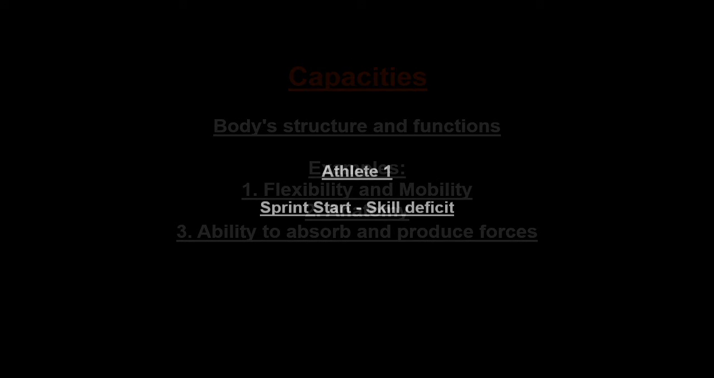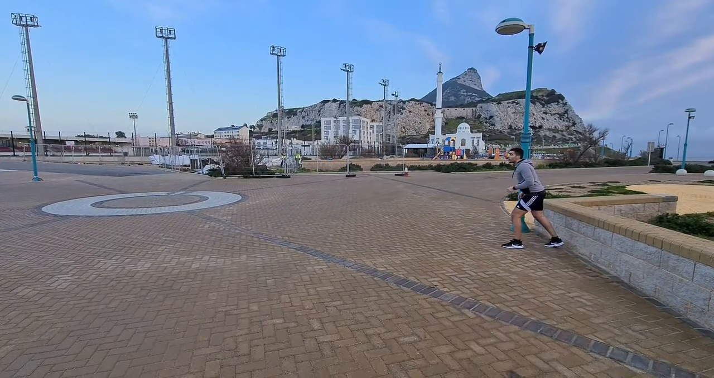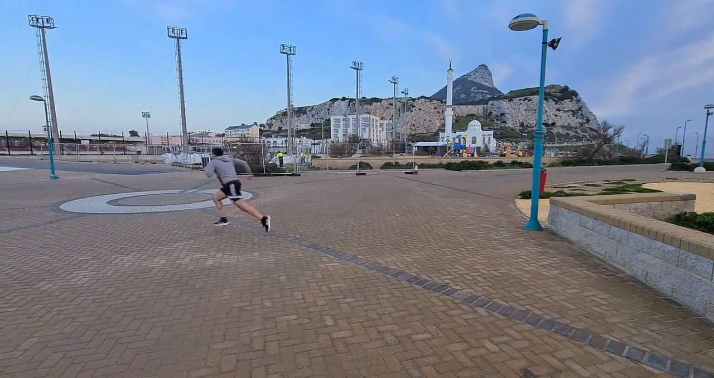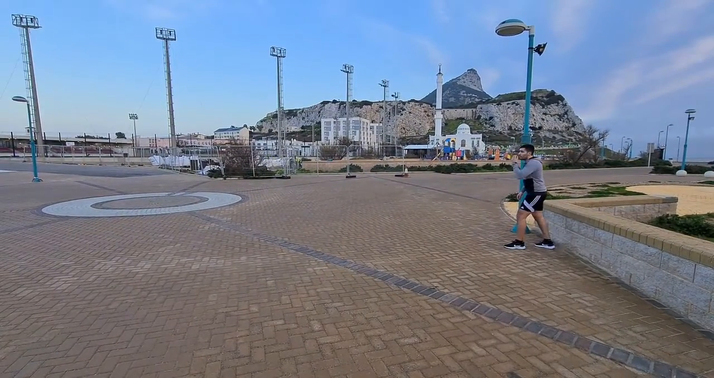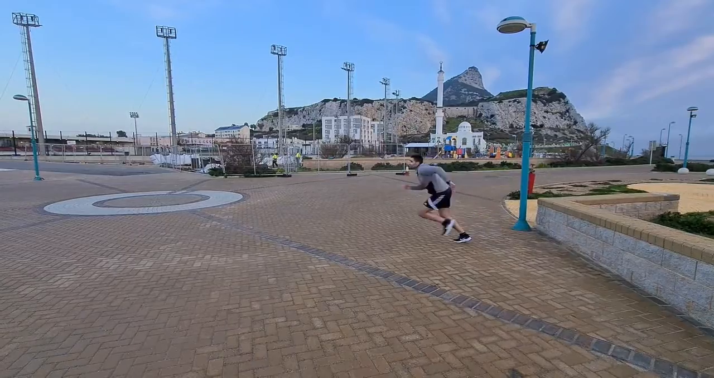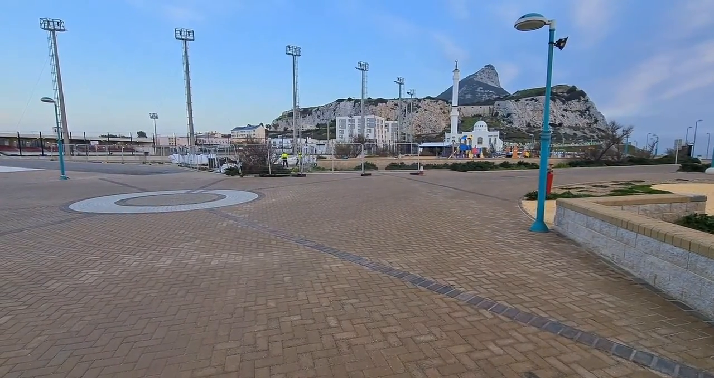We will now begin to look at athlete number 1. The focus here will be on a lack of skill in the start of the sprint. The athlete is a rower, and is therefore not exposed to sprints very often. Firstly, we will have a look at the start of his sprint in full speed. Then, we will slow it down and stop in some positions.